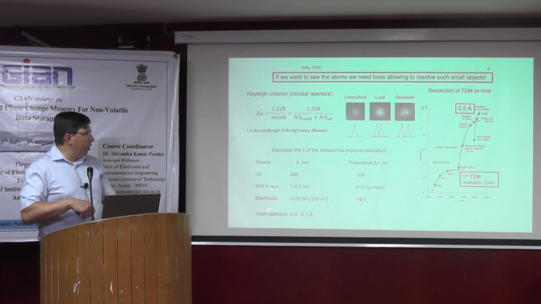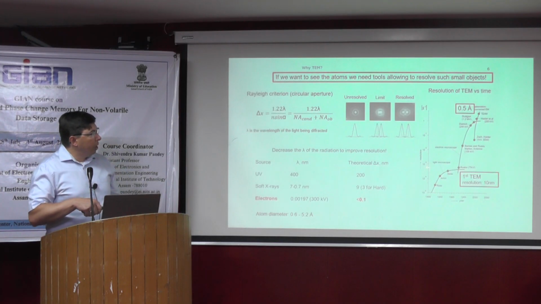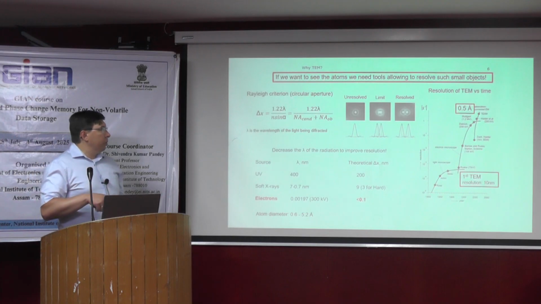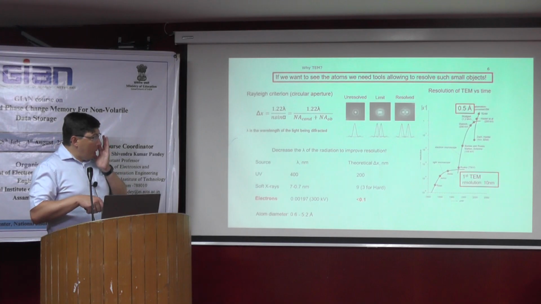Based on electrons, the TEMs are constructed. So they used an electron beam instead of light. And if you look at the resolution of TEM systems, this is the graph showing the resolution, and this is the year. So the first microscopes were limited in resolution by the lenses, by the defects we will consider today.